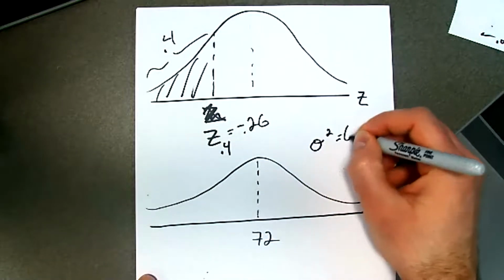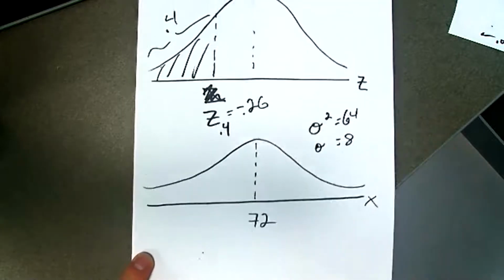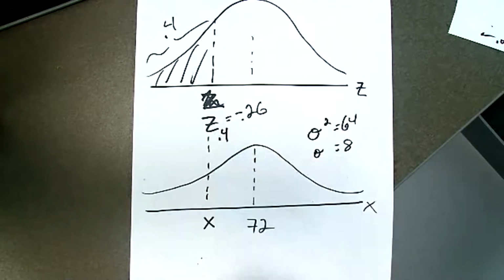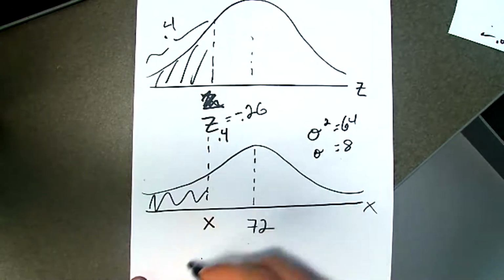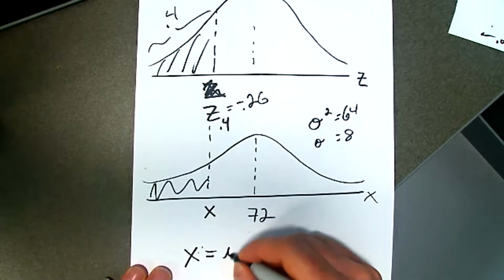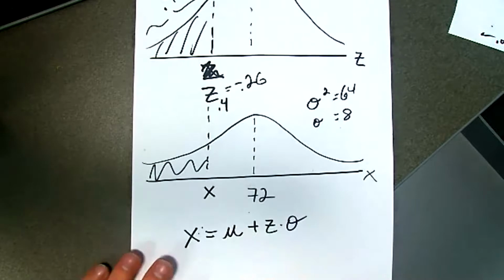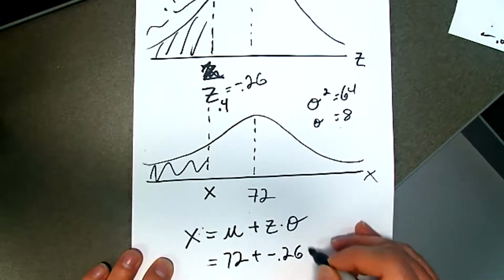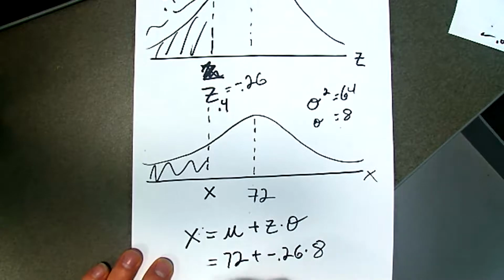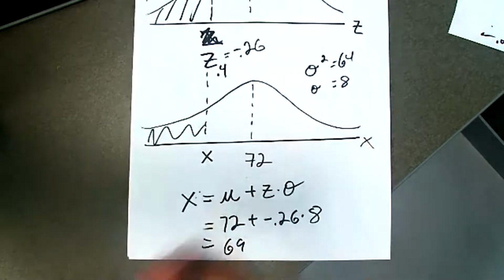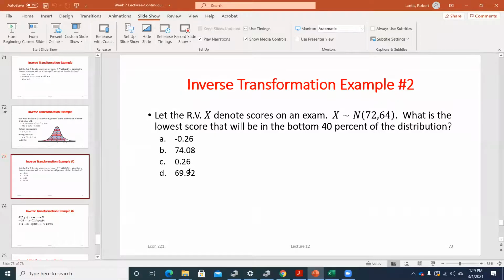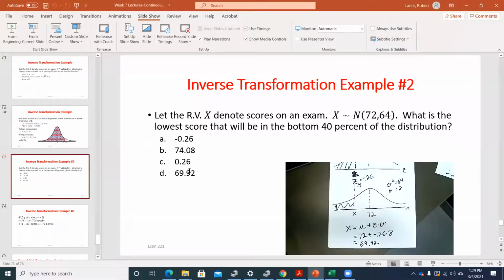Remember, the variance was 64, which made the standard deviation equal to 8. So if I'm trying to solve for what x value would be the cutoff to have 40% of the scores below it, I use that inverse transformation function, which is just take the mean, add the z-score times the standard deviation. My mean is 72, the z-score is negative 0.26, and my standard deviation is 8. If I do that, I get 69 point something. Let me double check: 69.92.